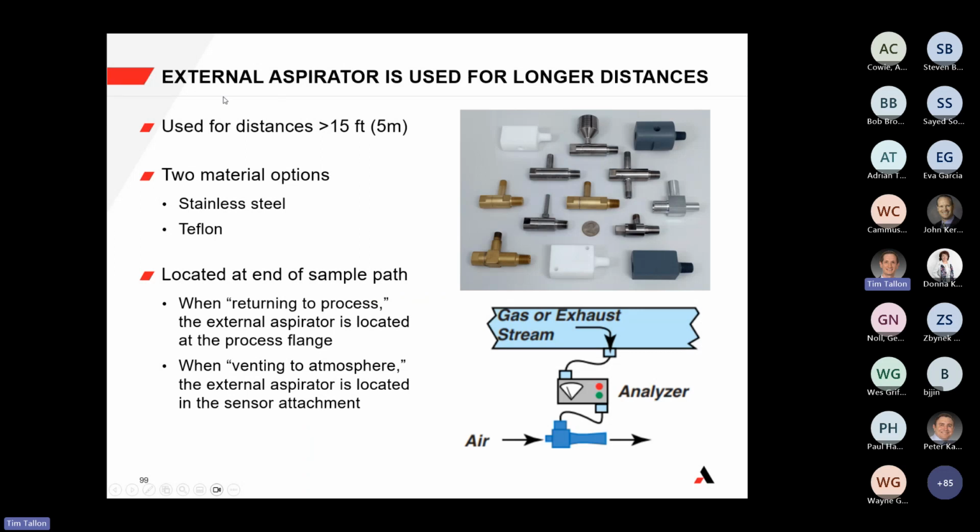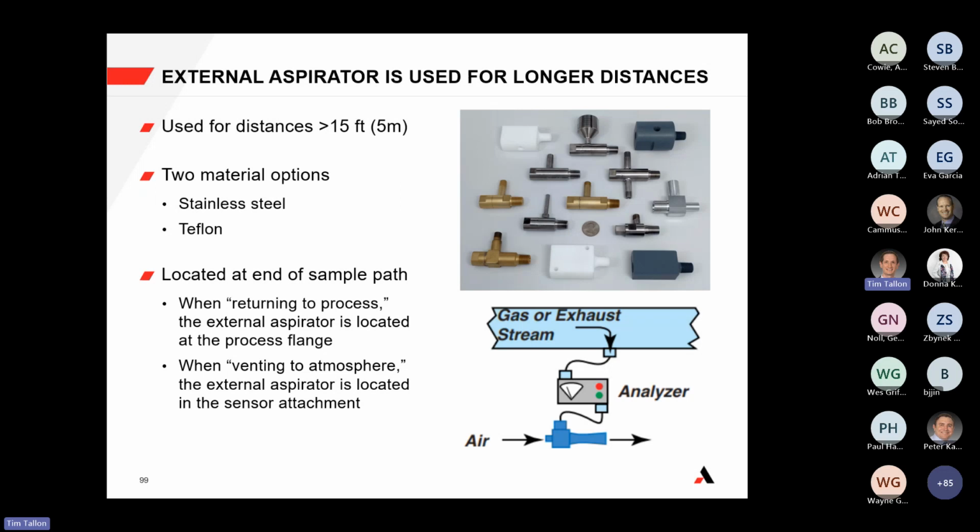So the external aspirator is used for longer distances. Our rule of thumb is greater than 5 meters. Below 5 meters or 15 feet, the suction from the analyzer itself has been found to be sufficient to pull a sample for short distances, up to 15 feet. Beyond that, we do recommend the use of an external aspirator.